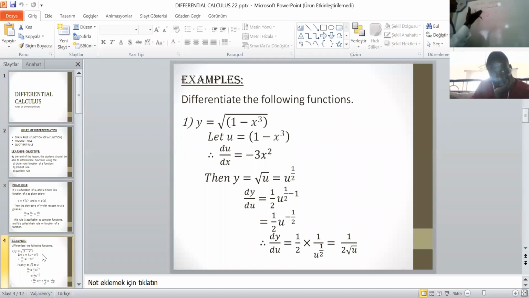Whether x is increasing or decreasing, one remains the same. That's why I say it's a constant term.